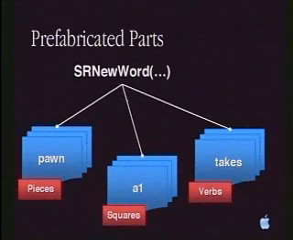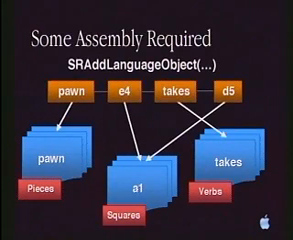Another technique that we use in chess is to use prefabricated parts. There are not so many words that are actually used in this language model, so we fabricate them at startup by calling SR new word to get these word objects. And then when we come to a position and see that, for instance, pawn d2 to d4 would be appropriate, we simply grab these prefabricated objects and paste them together to form this command.